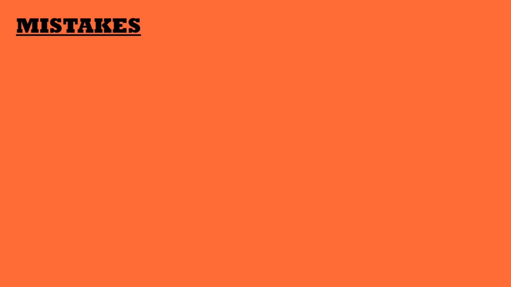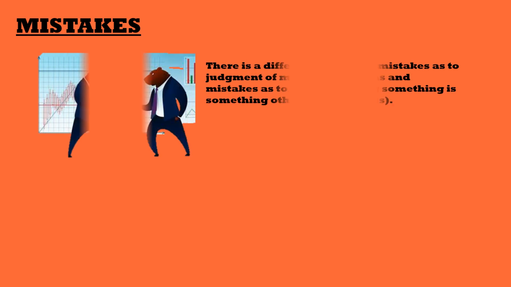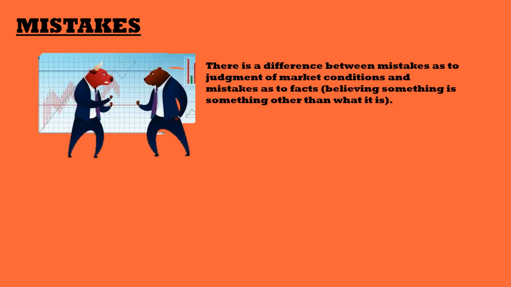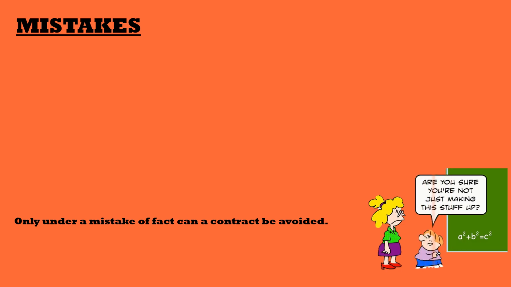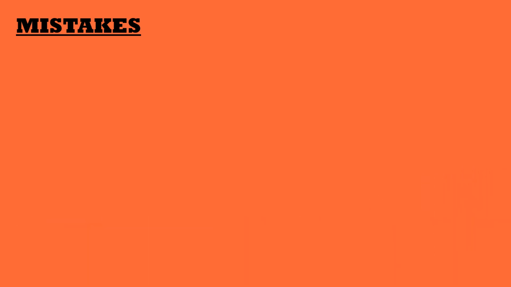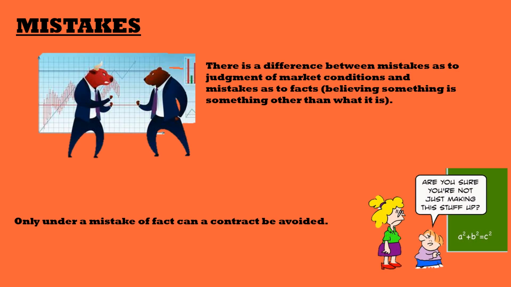Let's start off with mistakes. There's a difference between mistakes as to judgment of market conditions and mistakes as to facts, which is believing something is something other than what it is. Only under a mistake of fact can a contract be avoided. Now, with that said, there are two types of mistakes that we have to deal with.